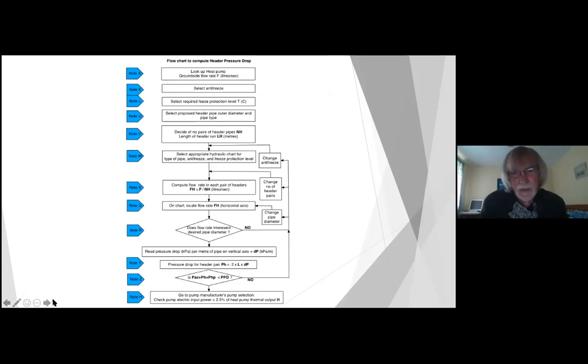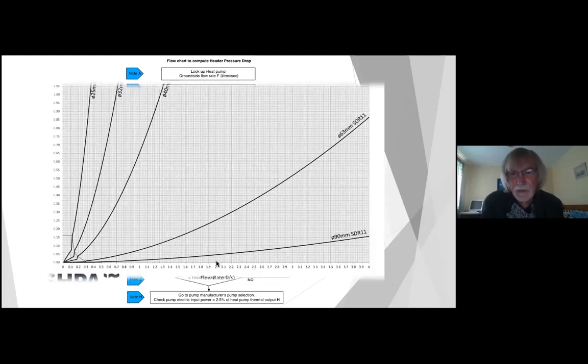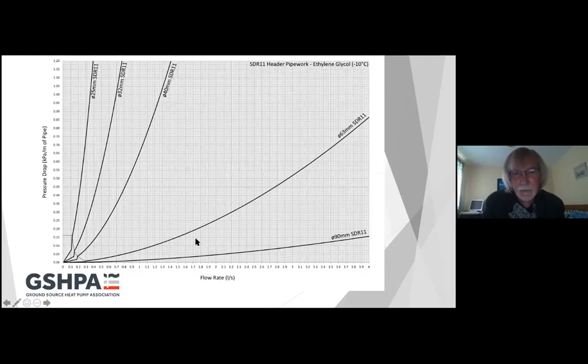And then you do the same exercise for your header pipe work. And the charts are provided for the larger diameter pipe work, so it covers up to 90 millimeter pipe work. So go through, there you go, same exercise. You might be using 63 mil or 90 mil, let's say. You pick off your pressure drops per meter on here and work out your total pressure drop in the header.